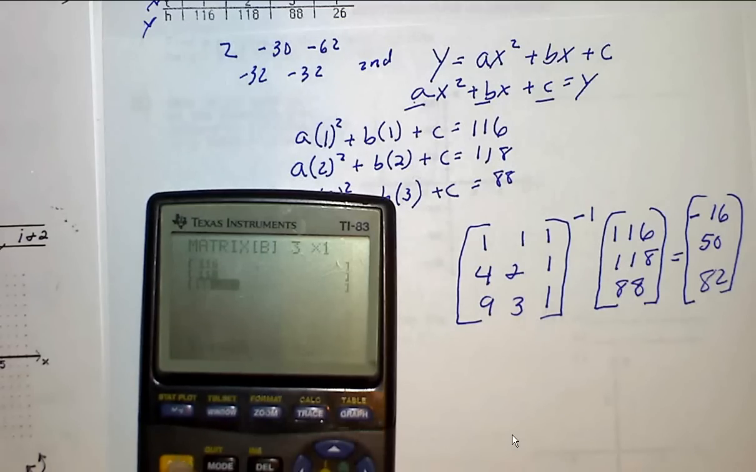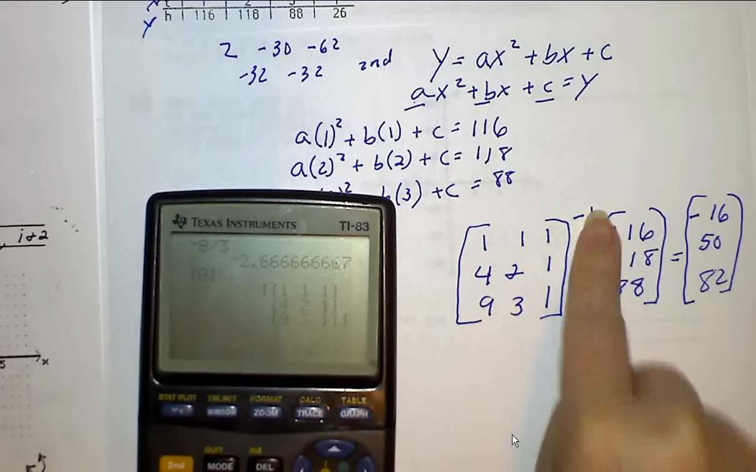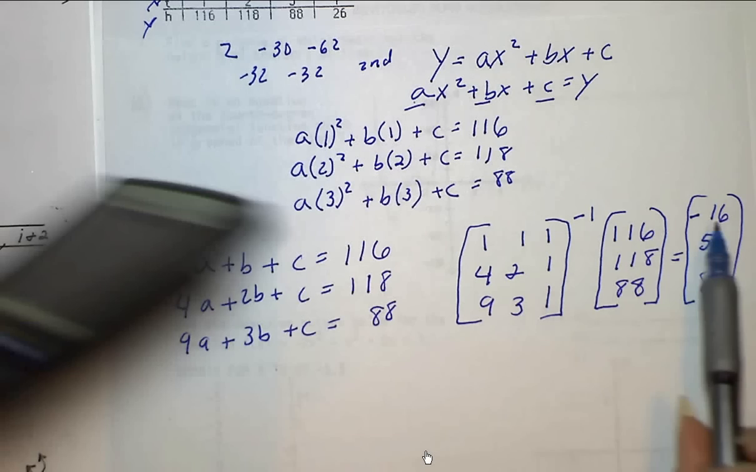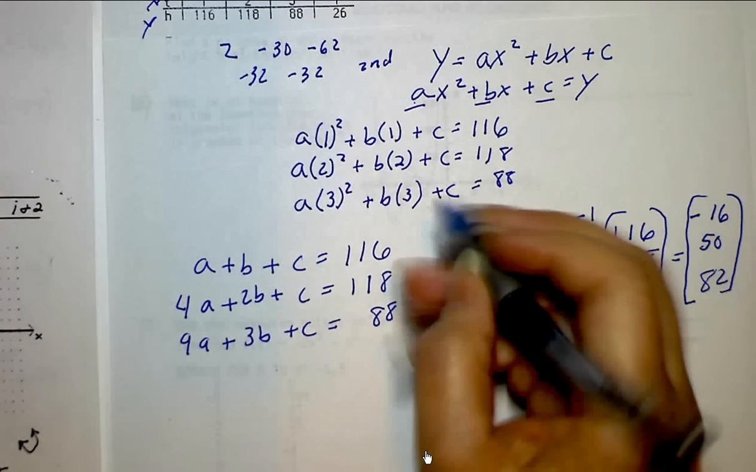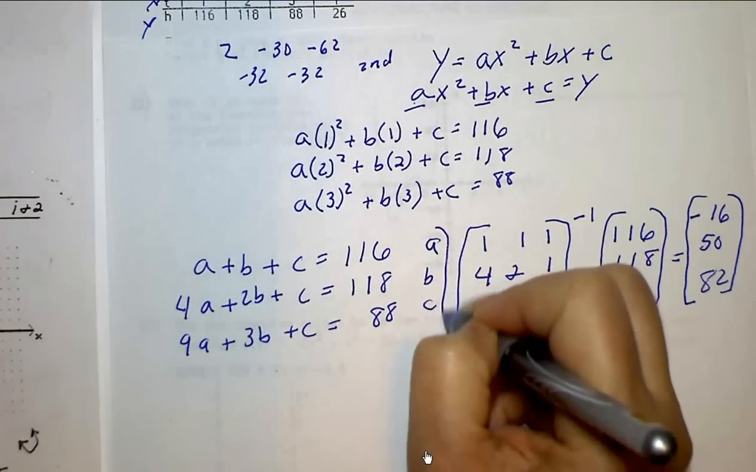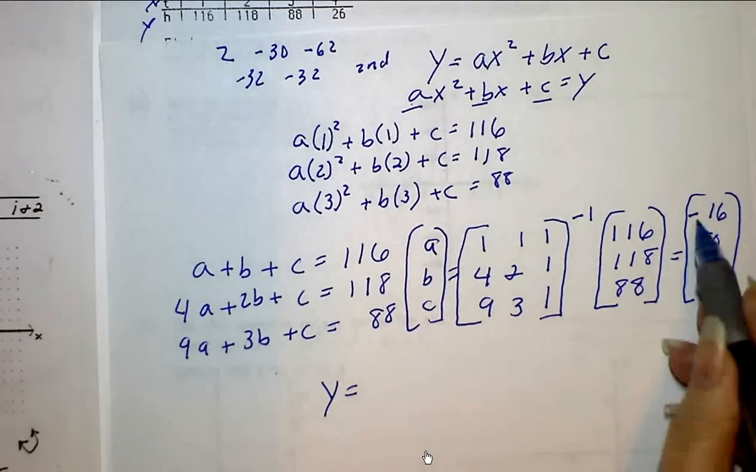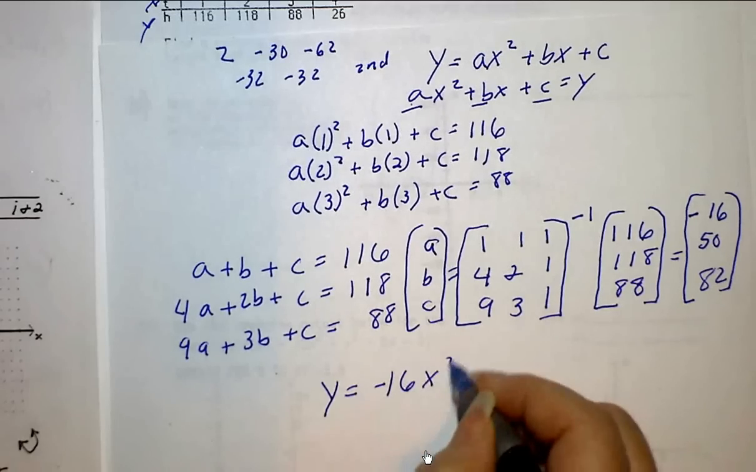So I'm going to second quit out of here. I'm going to make sure my matrix A was the same one that I had. 1, 1, yep. Alright, so I'm going to go matrix A inverse times matrix B and I get my negative 16, 50, 82. So that gives me, remember that gives you your A, B, and C. That's what you're solving for. So that means I have y equals A, which is negative 16x squared, plus B, which is 50x, plus C, which is 82.